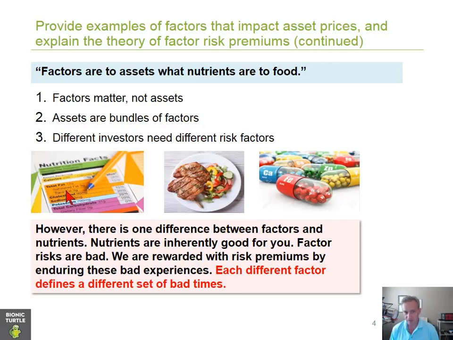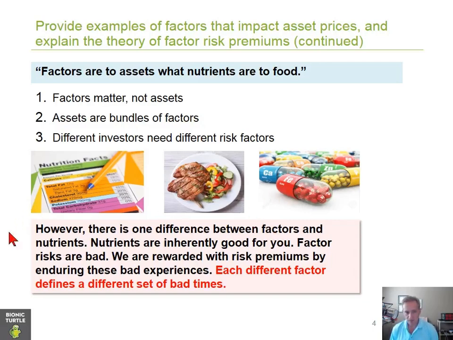The analogy there is that it's the nutrients that matter more than the external label. A meal is more than just a single asset class, so to speak. It's a bundle of nutrients, or a bundle of factors. And then the third point is that different investors need different risk factors, and the analogy there is that different people have different nutritional needs.